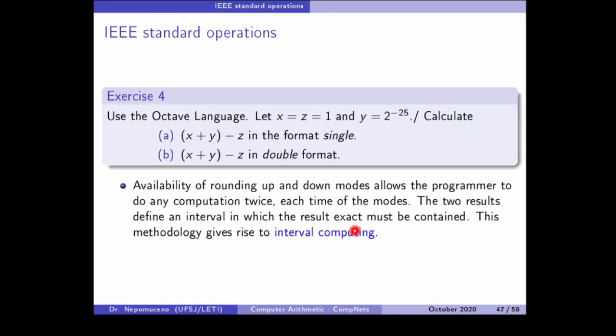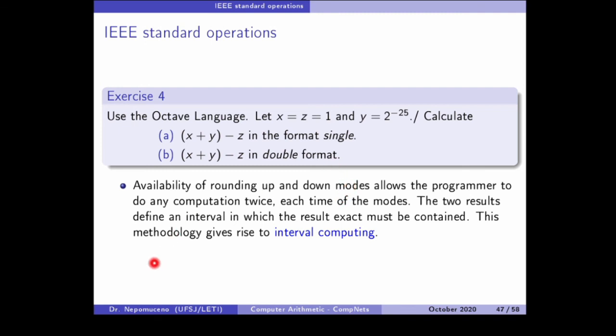For exercise 4, I'm going to ask you to make the calculation using the Octave language. Use x equals z equals 1 and y equals 2 to the power of minus 25. In letter A, calculate x plus y minus z in single format. In letter B, do the same in double format. See the difference, make some conclusions, and put them in a small report with your team.